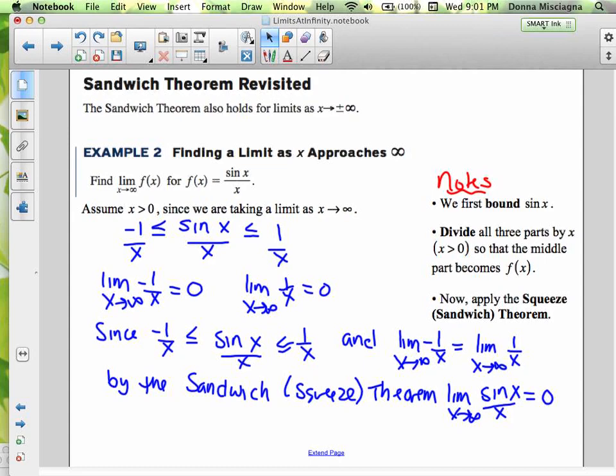So now let's do one more. And this time it's going to be as x approaches negative infinity. Same steps.